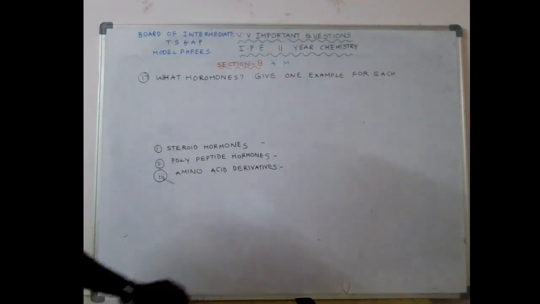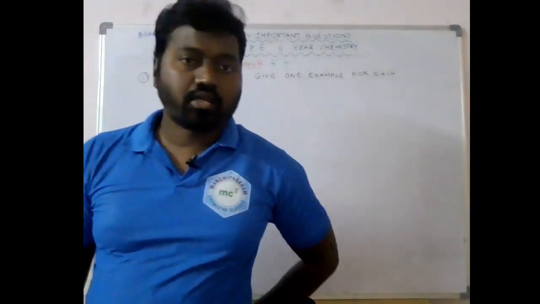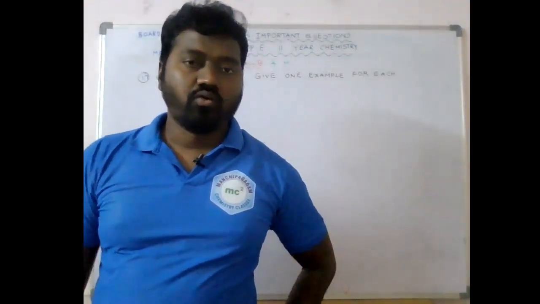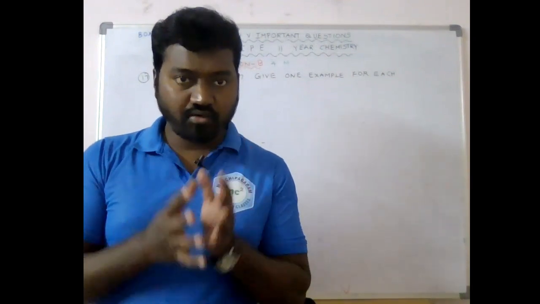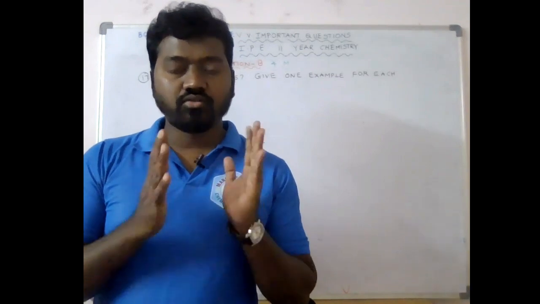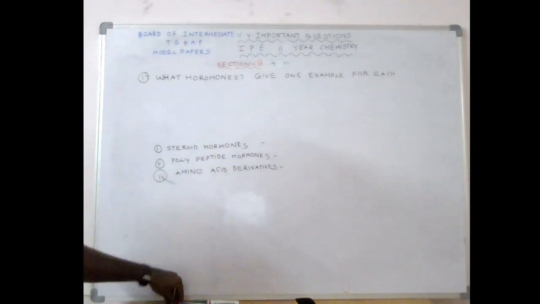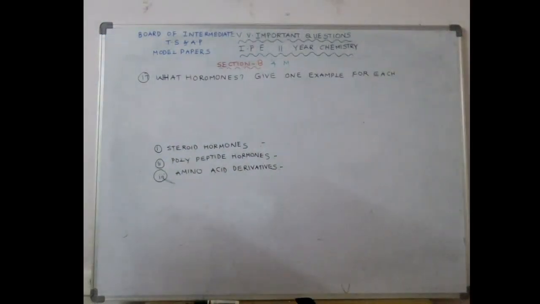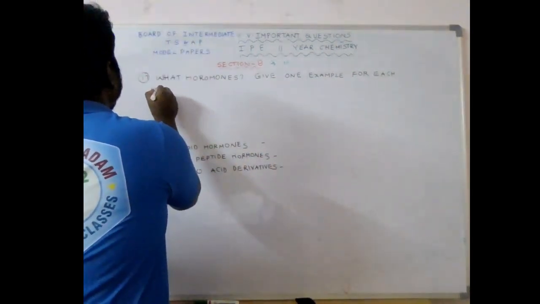First, you should write what hormones are. Hormones are chemical substances which transmit messages from one part of the body to another part of the body. Right? So those are called hormones. So we can write that they are chemical substances. So the answer, hormones.